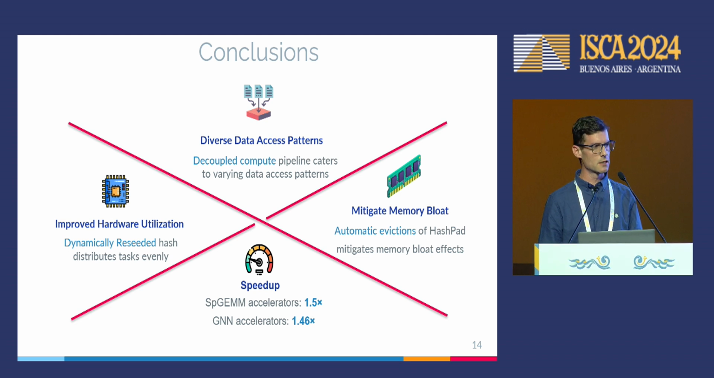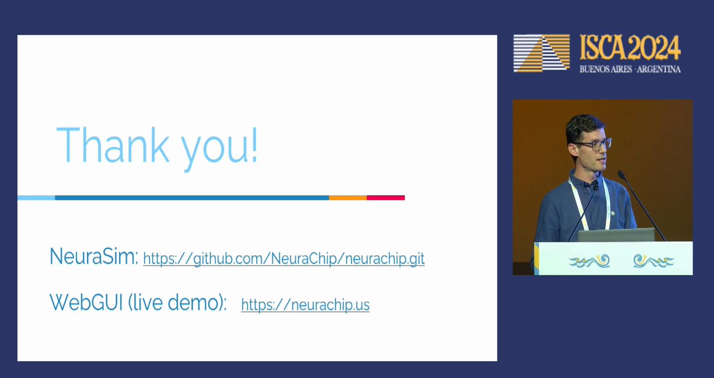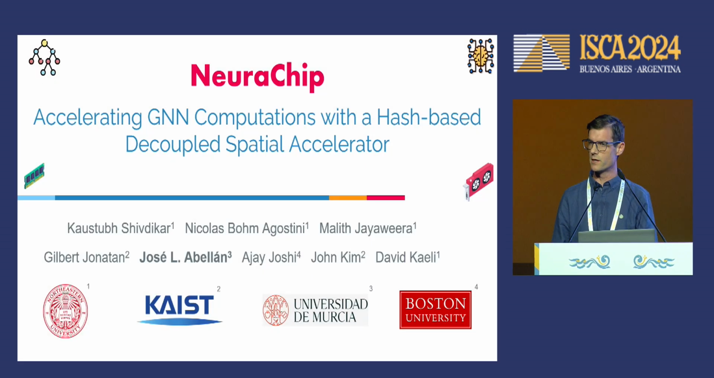We also have many experiments regarding performance, performance per watt efficiency, performance per area efficiency, and other results in the paper. So please access and read it. Finally, the NeuraSim simulator is available. We also have the live demo so that you can configure different data sets and run and explore our NeuraChip. And thank you very much for your attention. Please, questions?